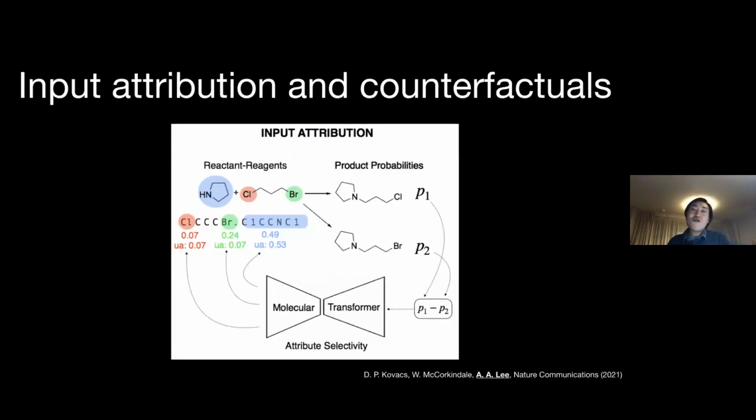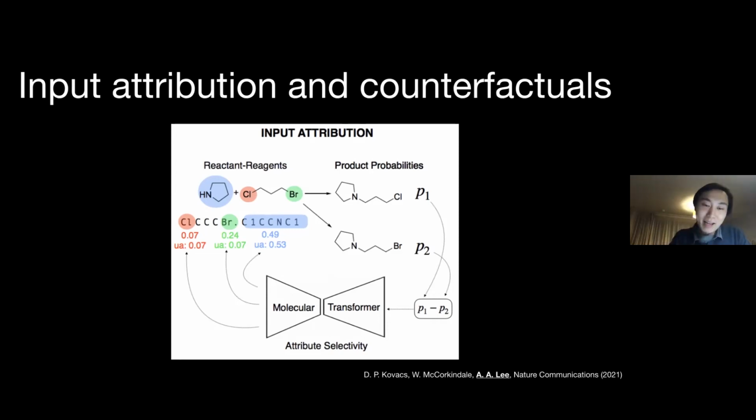To give you a really short summary of what we did, we developed a method called input attribution. Remember I said in the molecular transformer, we give the reactant and reagents as input and predict the products. Well, suppose we consider a selective reaction, so reactions where a transformer predicts one product, but not the other. Can we attribute this probability difference back to selected functional groups in the reactants or in the reagents?